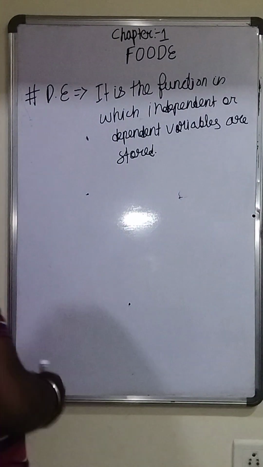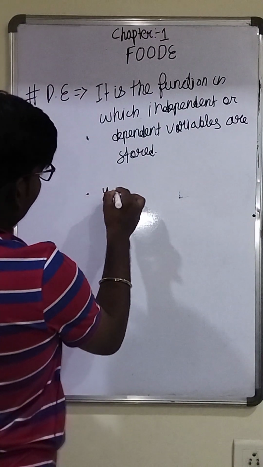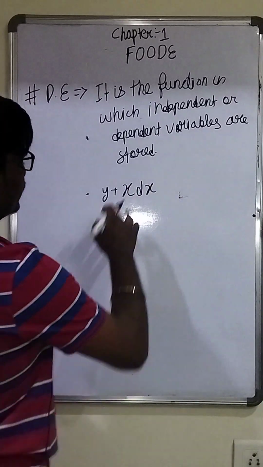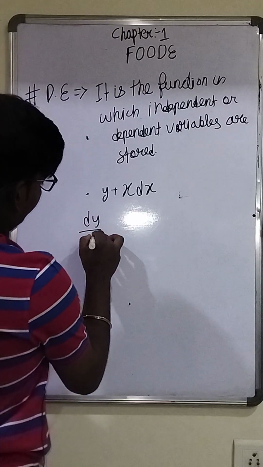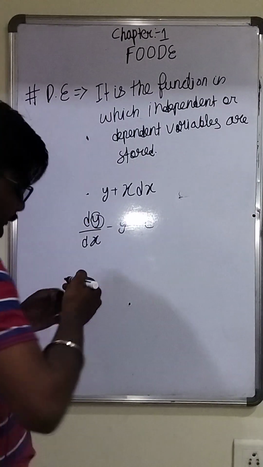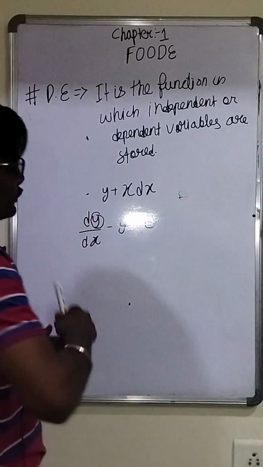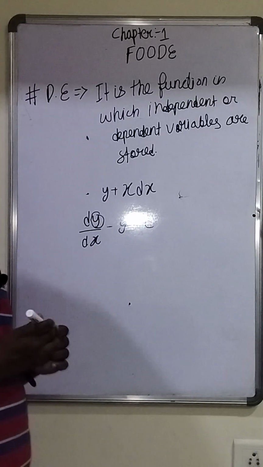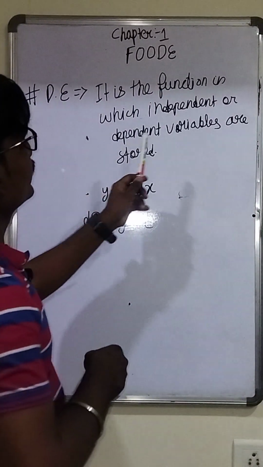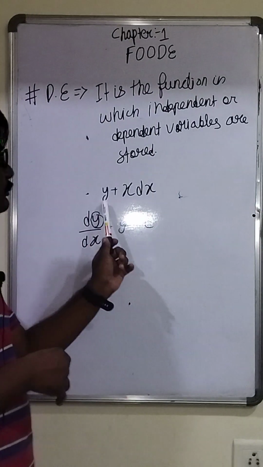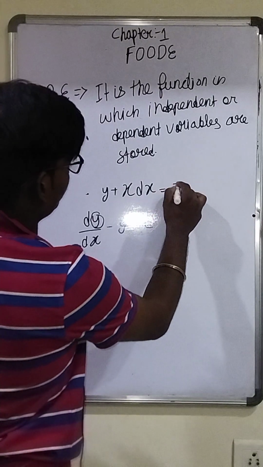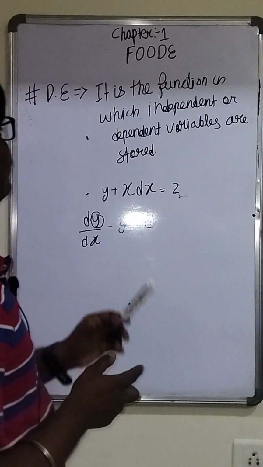For example, dy by dx minus y equal to c. Here y is dependent on x, so it is known as the dependent variable, and x is the independent variable. So this is the meaning of differential equation.